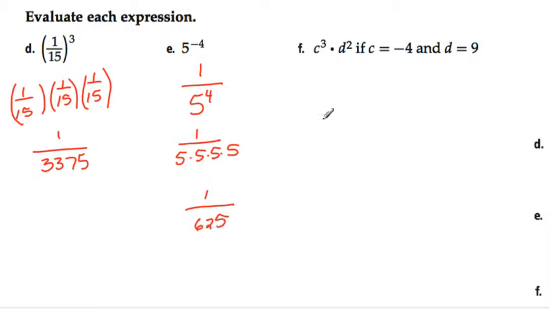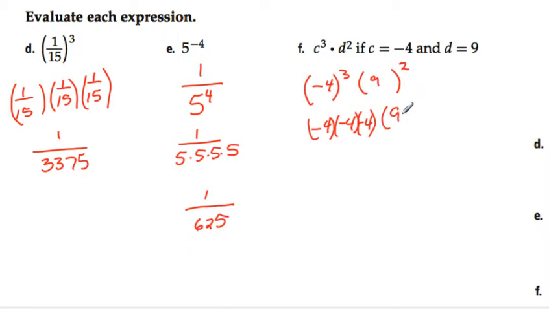Okay? And letter F, we want to know what c to the third d squared is. Well, c is -4. We're going to raise that to the third power. And d, we're going to raise that to the second power, and d is equal to 9, right? What is -4 to the third power? That's -4 times -4 times -4. 9 squared is 9 times 9. Well, we know that's 81, right?